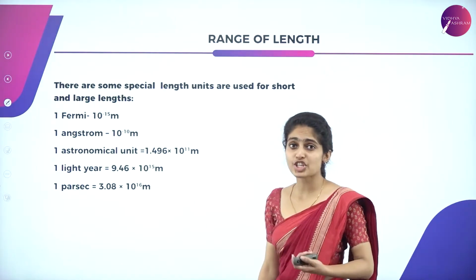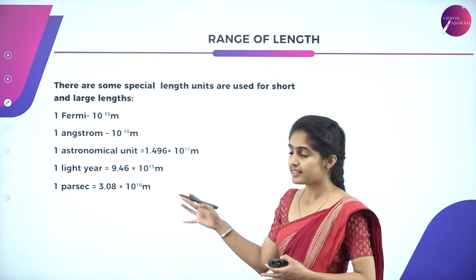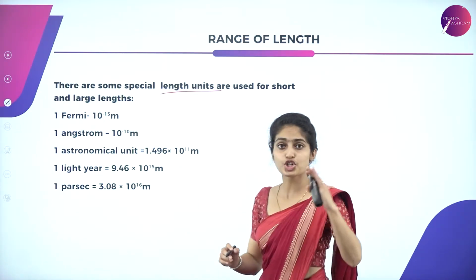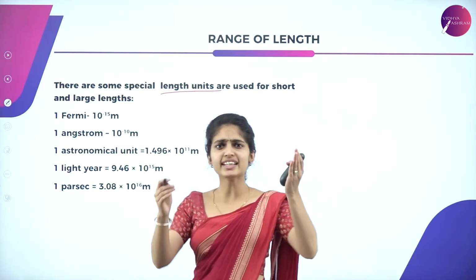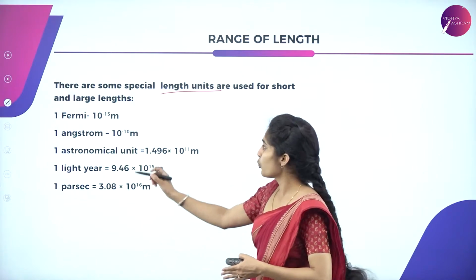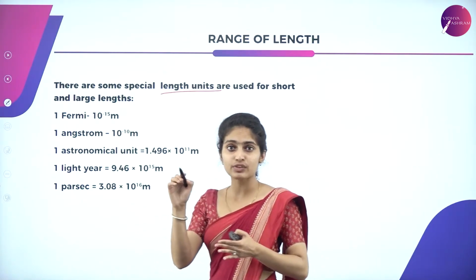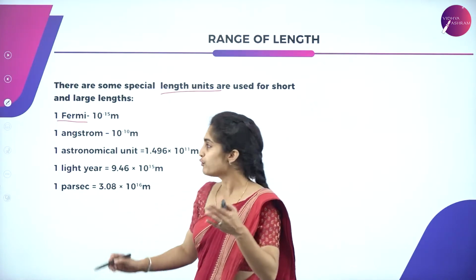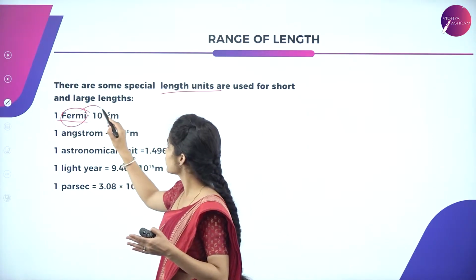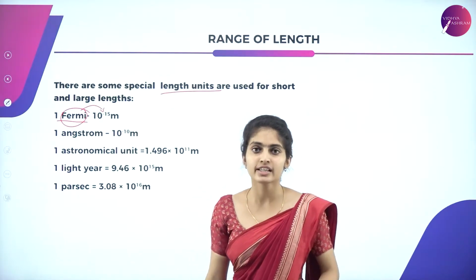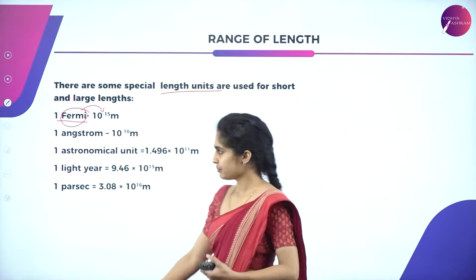There are some special lengths which can be represented in this way. That is, some special length units are used for short as well as larger lengths. In short, there is a certain name for it, so that we are studying here. So when it is 10 raised to minus 15 m, in short, we can call it 1 Fermi. Fermi means it is raised to minus 15. 10 raised to minus 15 is called a Fermi.